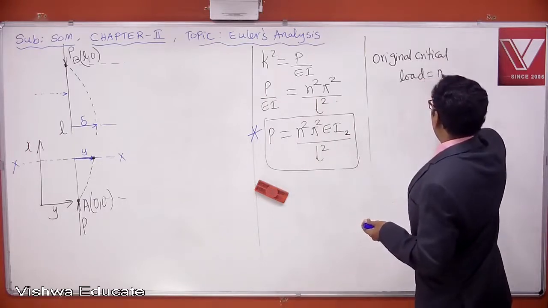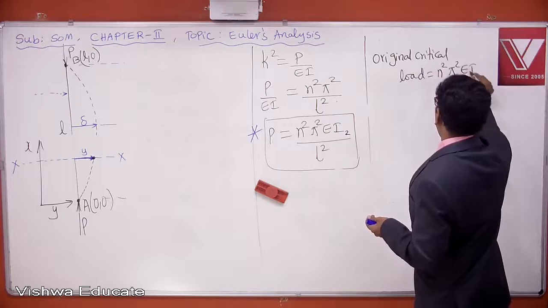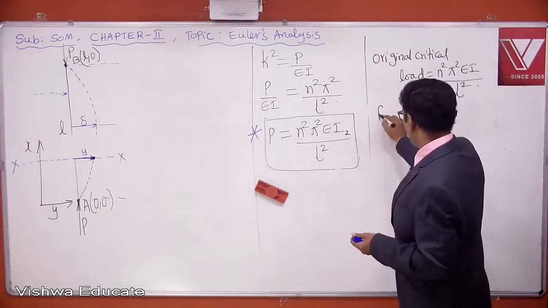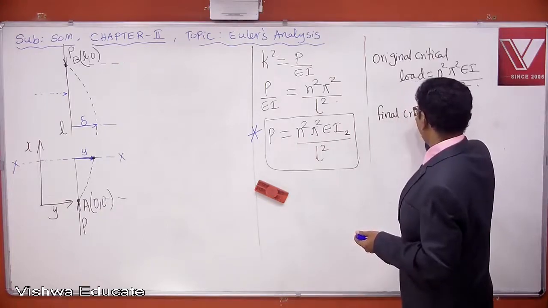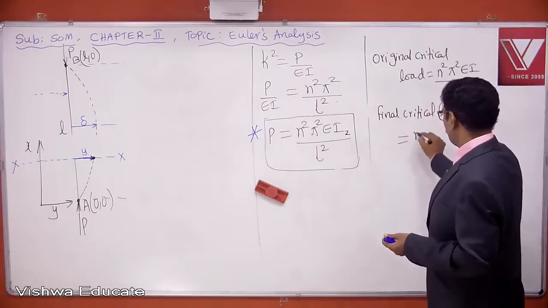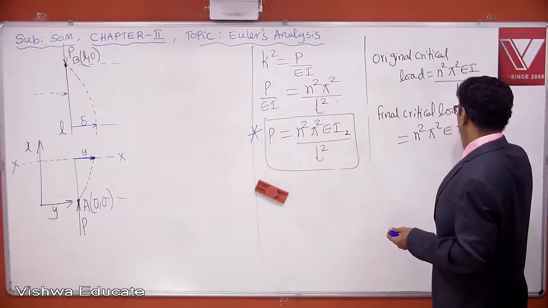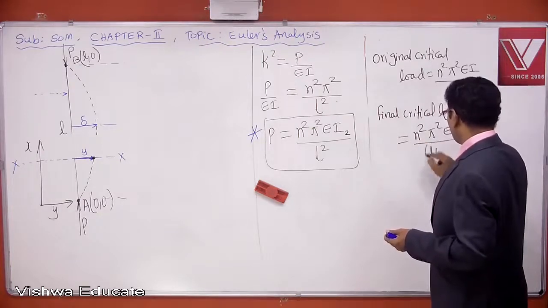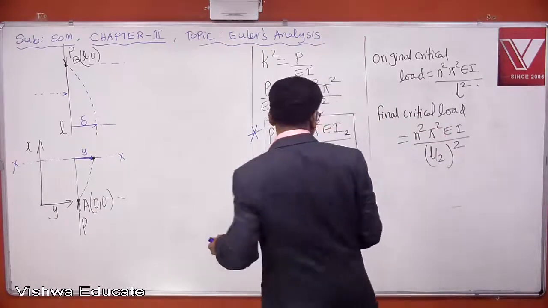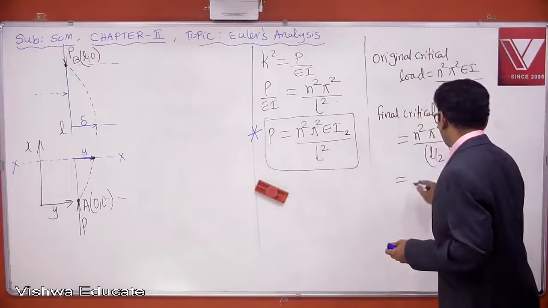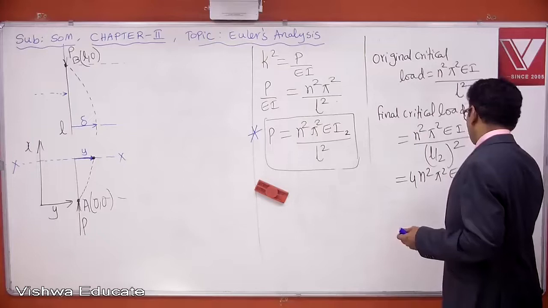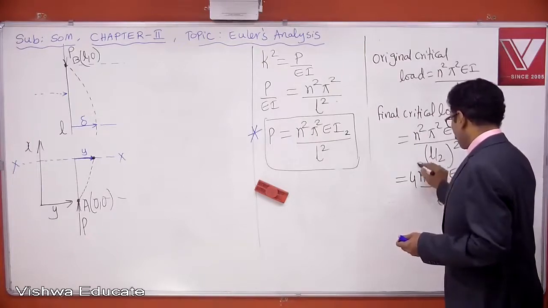equal to n square pi square EI by L square. Now final critical load equal to n square pi square EI by (L by 2) square. You know, length is decreased to half. That means L by 2. If we simplify this, you get 4 n square pi square EI by L square.